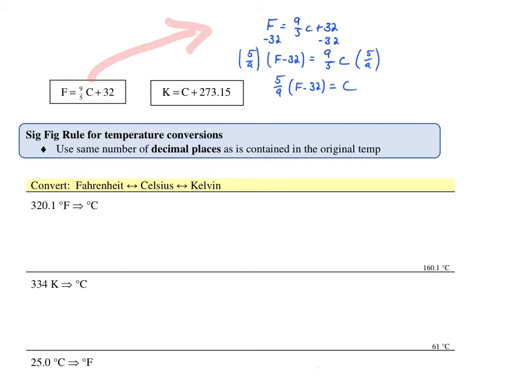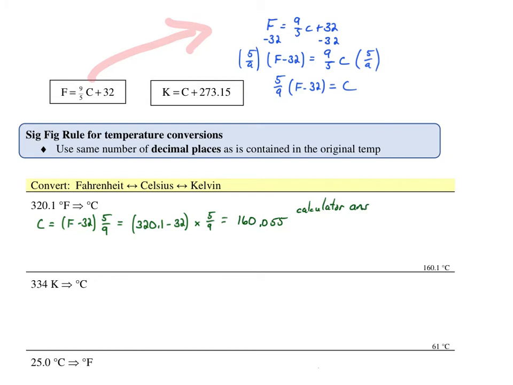Now let's tackle this problem. We say C is equal to F minus 32 times 5/9. Substitute in our value. And if we put this into our calculator, again, remembering that we do the part that's inside parentheses first, we would get the value 160.055. So this is our calculator answer.